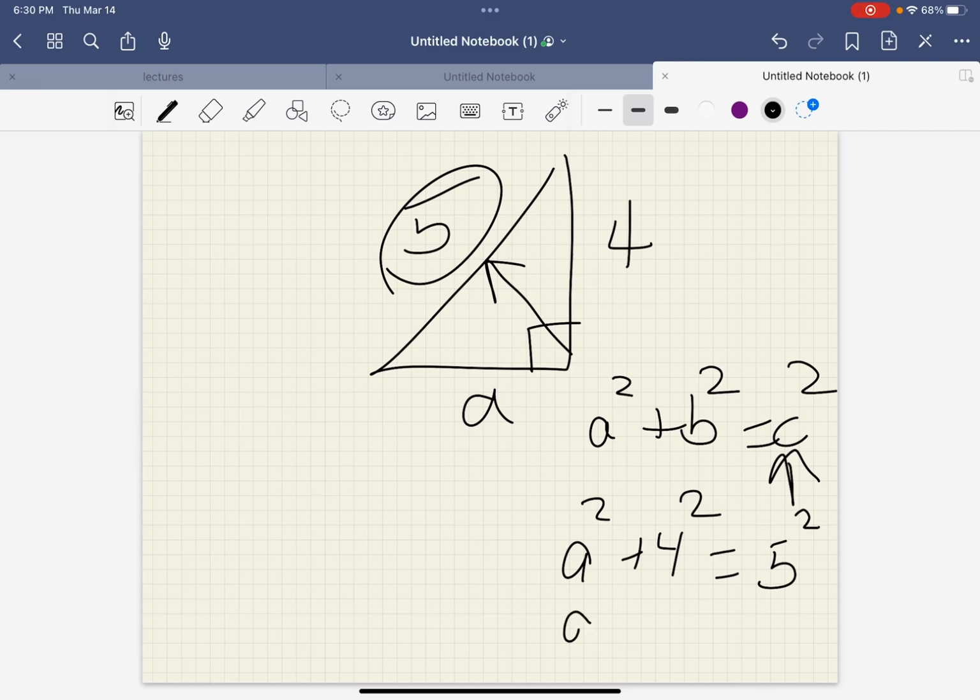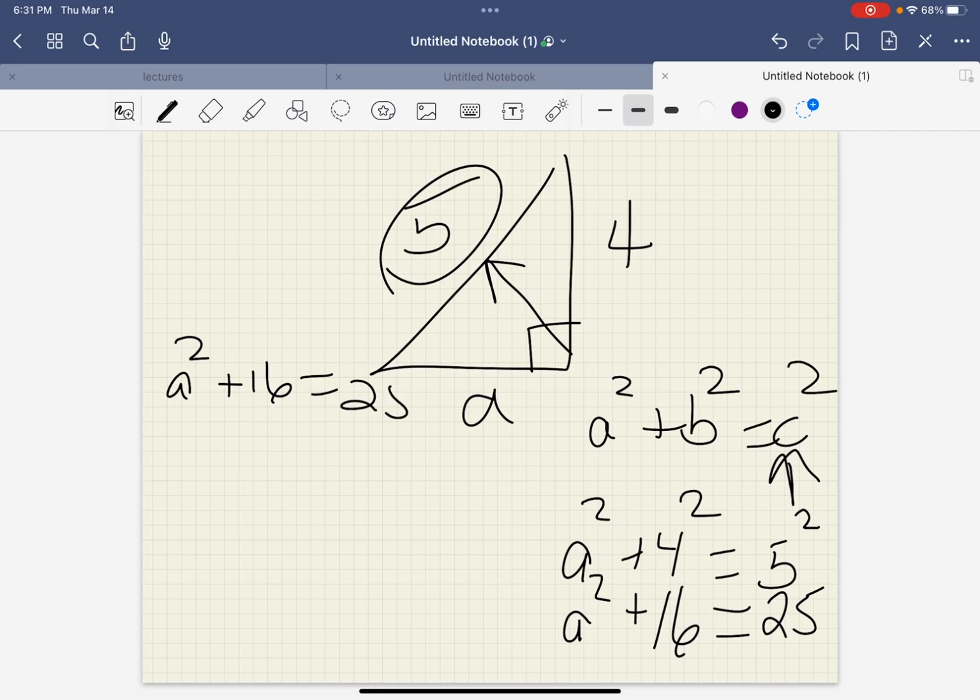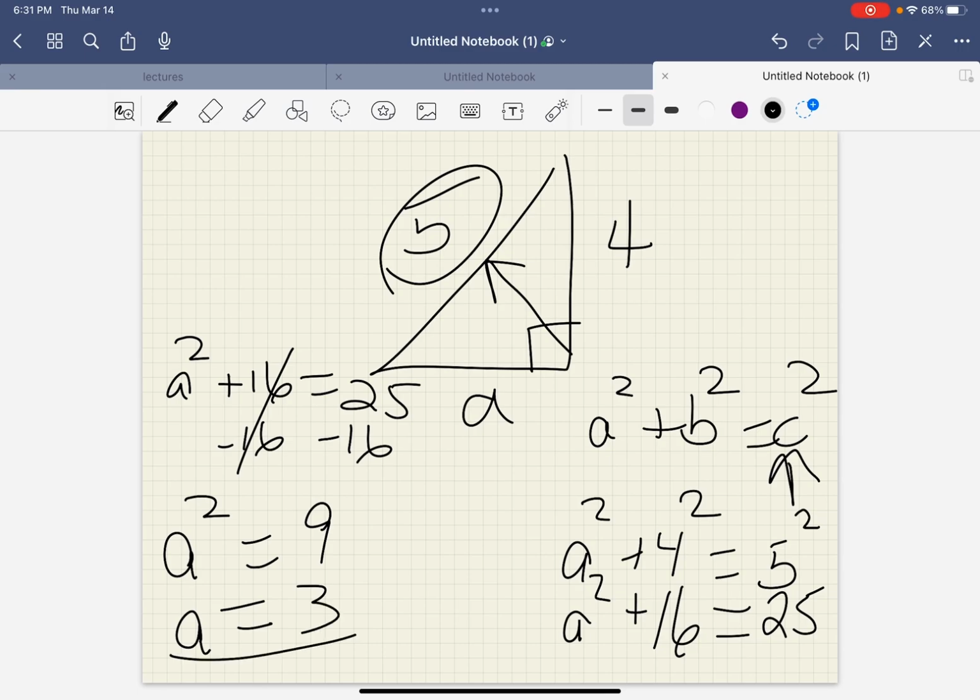Okay, so now we have A squared plus what's 4 squared? 16 equals what's 5 squared? 25. Okay, I'm just going to put this over here. A squared plus 16 equals 25. So we're going to subtract 16. A squared is equal to 9, which means A is 3. Okay?